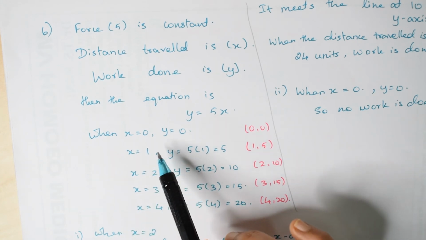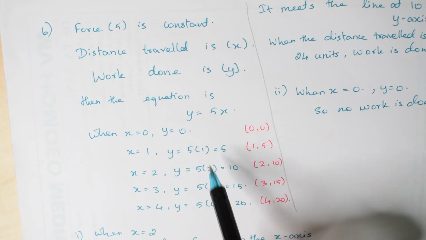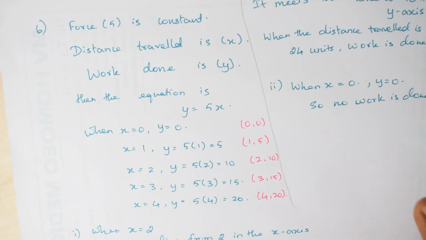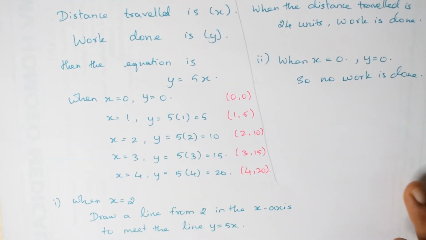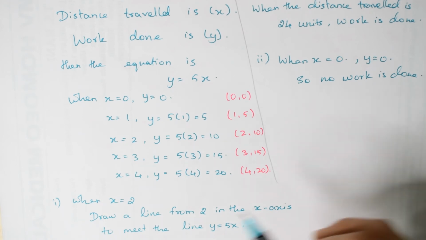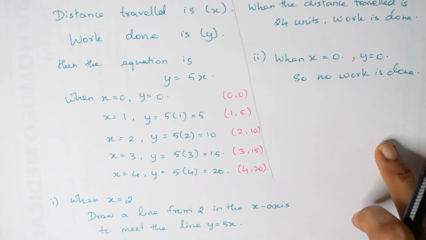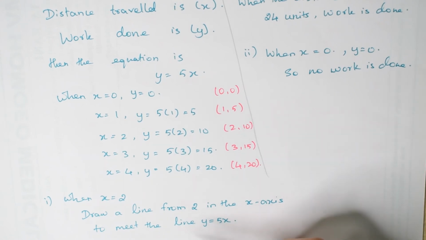Now for different values of x, they are asking us to draw a graph. So for different values of x, I substitute and find different values of y, and I have got all the points here. And when drawn on the graph, they are asking what will be the work done when the body has traveled a given distance. How much distance would it have traveled? That's the question. So actually we have to plot all the points on the graph and draw it.